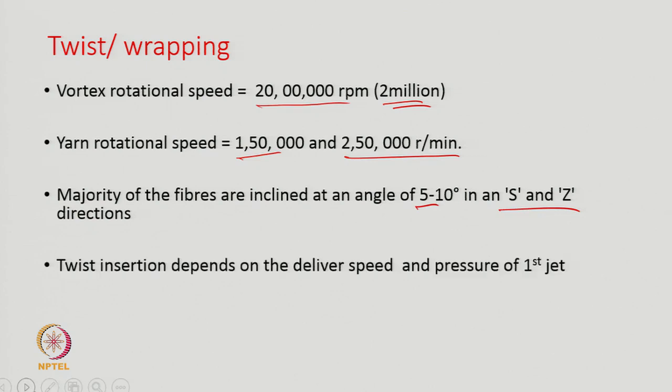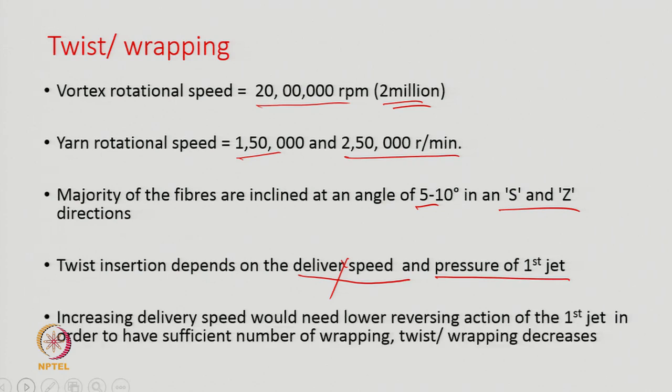Twist insertion depends on the delivery speed and pressure of the fast jet. So, if delivery speed is increased, the twist or wrapping angle is going to be less. So, to counter that, what do we do? We want to lower the reversing action of the fast jet in order to have sufficient number of wrappings, twisting and wrapping.